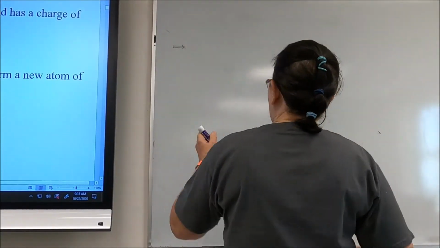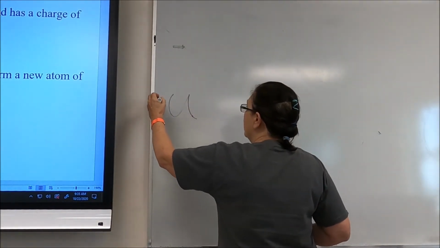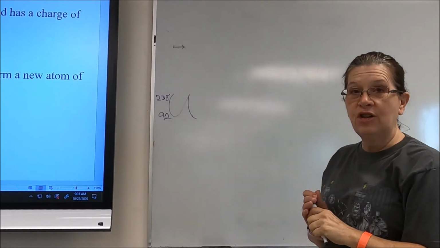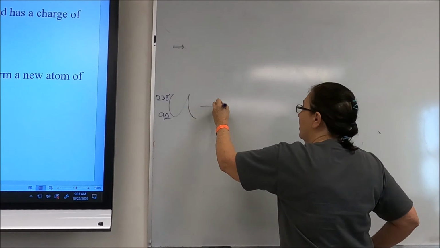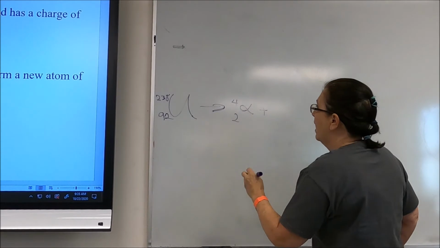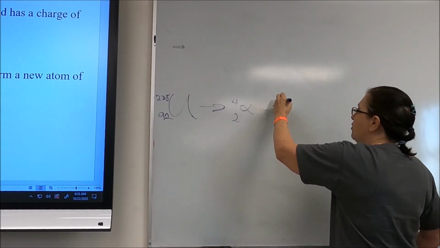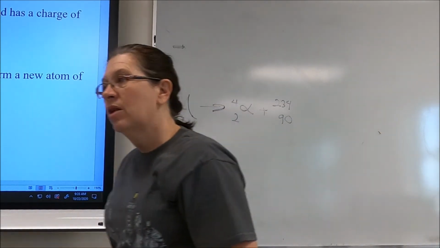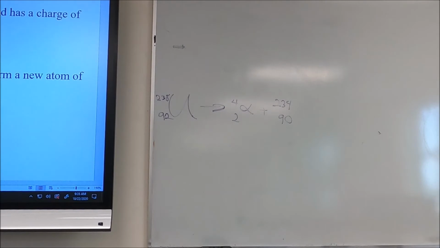Okay, a classic example is uranium-238. The atomic number for uranium is 92. When it undergoes alpha decay, what I make is going to have an atomic mass number of 234, an atomic number of 90. If we look on the periodic table, atomic number 90 should be the element thorium.